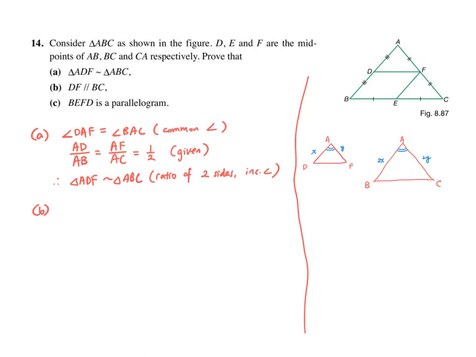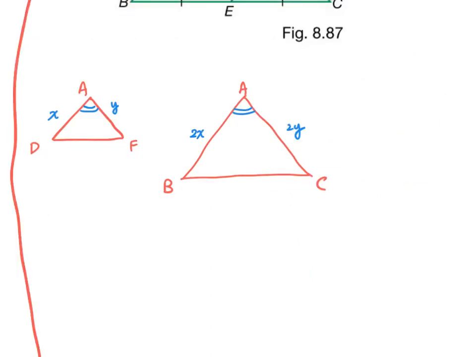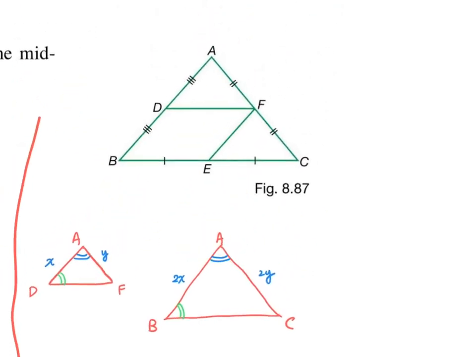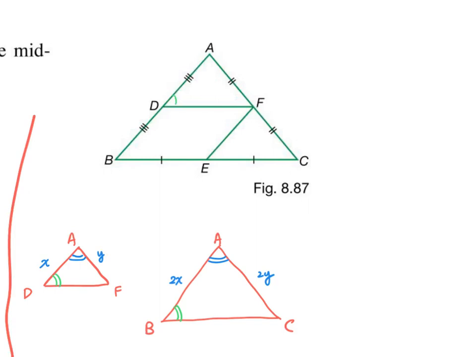Now let's look at part B. If you want to prove parallel lines, you can look for the corresponding angles of the similar triangles. It means that the two green angles here are the same. Look at the original figure. You can claim angle ADF and angle ABC are the same, because they are the corresponding angles of the two parallel lines. You can say corresponding angles equal to prove parallel lines.